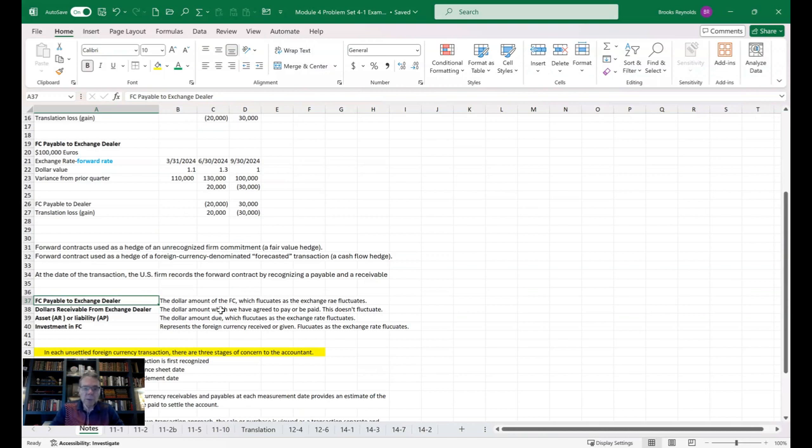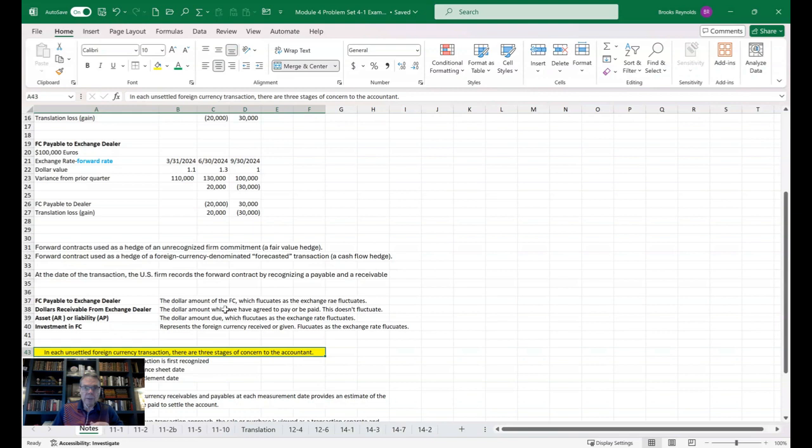Dollars receivable from exchange dealer, that isn't adjusted because those are in dollars. The asset or the liability is most likely going to be in foreign currency, so you'll need to make an adjustment to that as well. And the investment in foreign currency represents the foreign currency, so again, that will need to be adjusted as the exchange rate changes. In each unsettled foreign currency transaction, there are 3 stages of concern to the accountant.